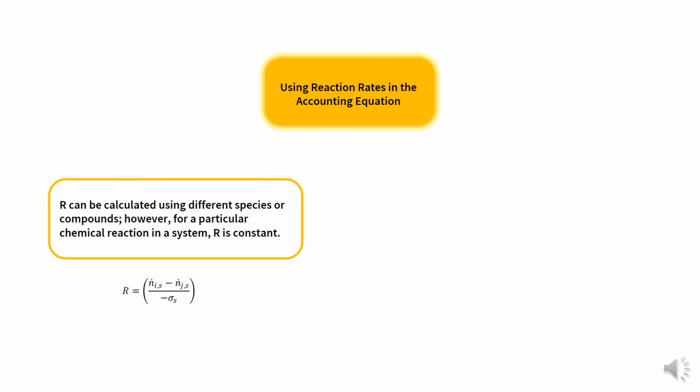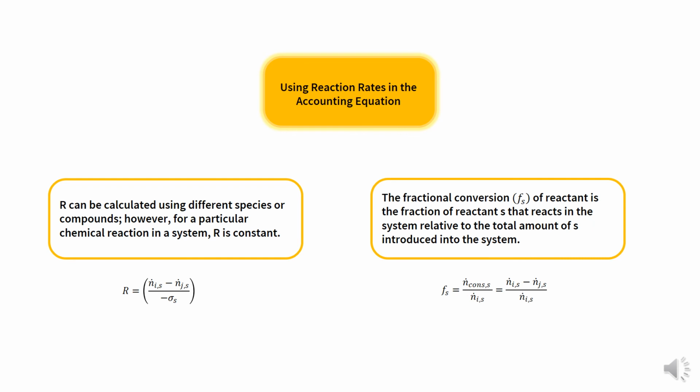R can be calculated using different species or compounds. However, for a particular chemical reaction in a system, R is constant, and by rearranging the previous equation, the reaction rate can be calculated as the molar flow rate input of compound S minus the molar flow rate output of compound S, divided by minus the stoichiometric coefficient of compound S.